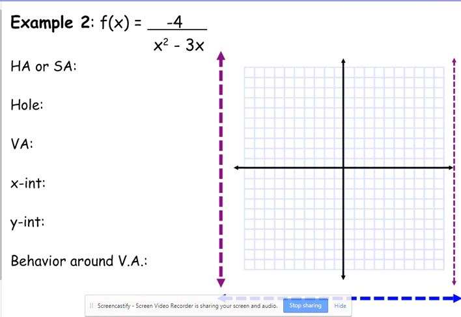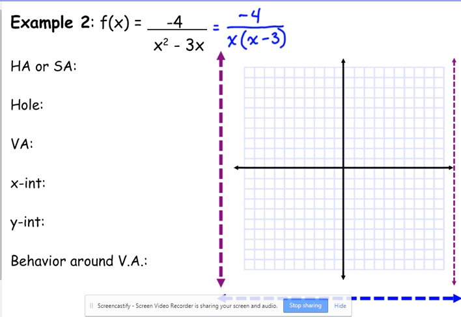Let's look at another example. Let's look at another one. -4 over x squared minus 3x. I realize that a lot of this should look familiar. We've done it in Math 3, but not everybody remembers everything. So the numerator obviously does not factor. Okay, I know we can factor -4, but you know what I mean.